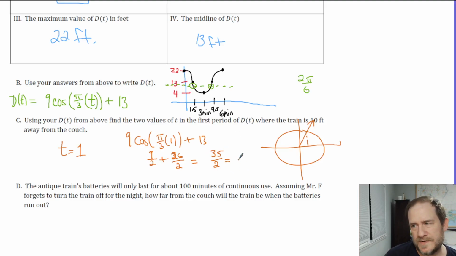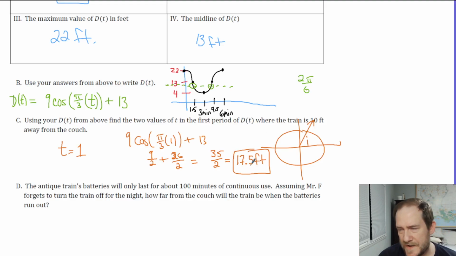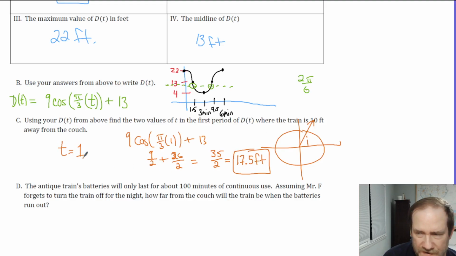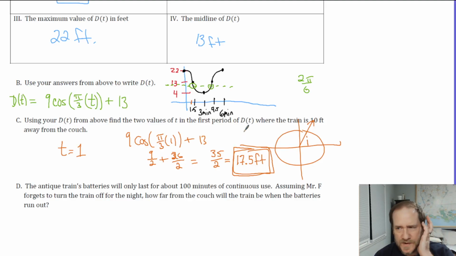What is it, 17.5? But 17.5 feet is an acceptable answer here. And I can find that exact answer for 1 second. Even though 1 second feels like it's not one of my 3 critical values, it's not a max or a min or a midline, still, because of where it falls on the unit circle, it's completely evaluatable. So you do need to understand that.